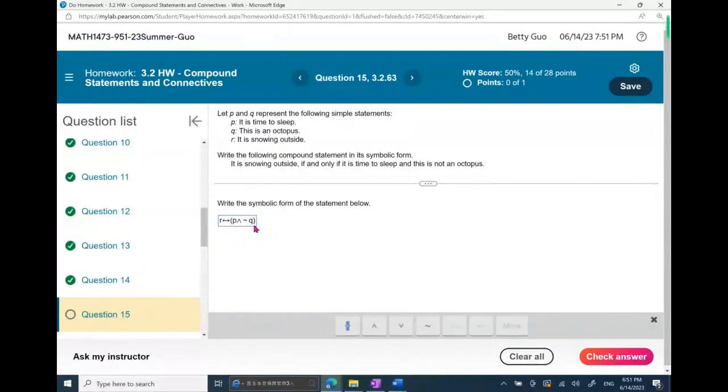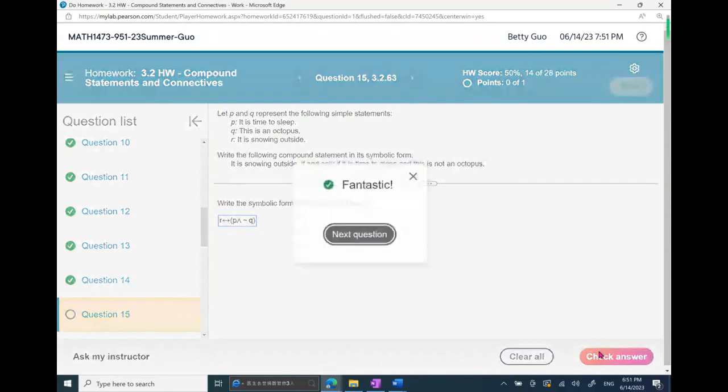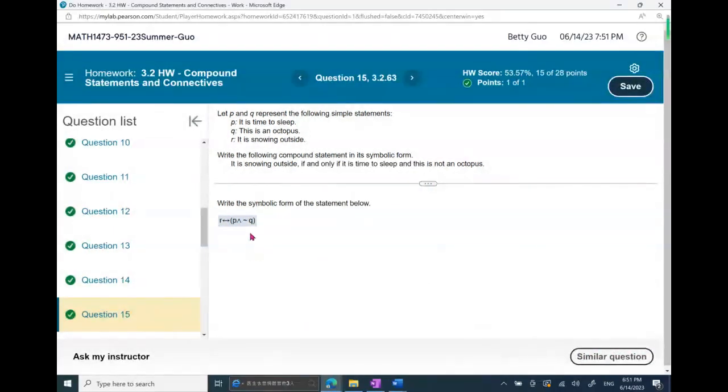Let me double check. R, if and only if a conjunction: it is time to sleep, P, and not octopus, not Q. With the parentheses, it is still true. Without the parentheses, by the way, is still true too. Either way is true. Okay, we ran out of time.